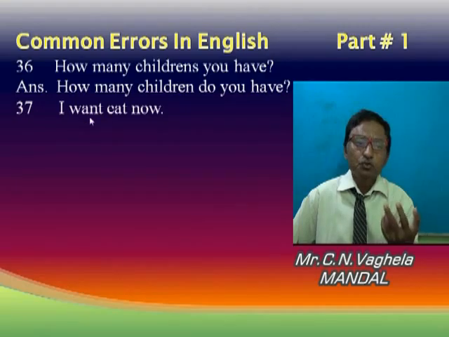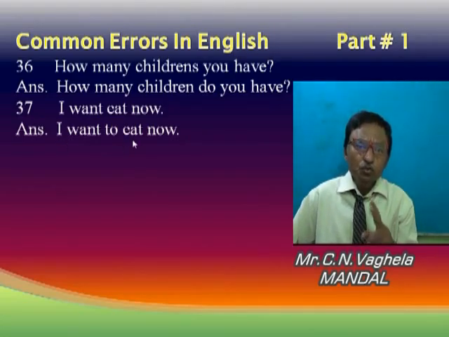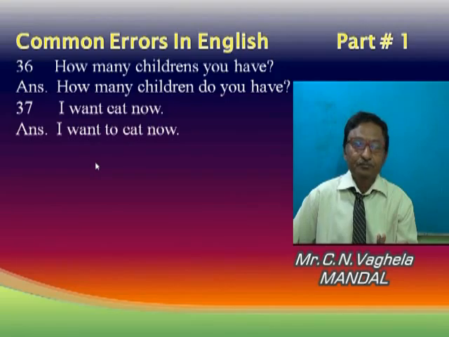We cannot use two verbs at the same time. We have to use one verb and another infinitive. I want to eat now. To eat, that is infinitive. I is subject, want is a verb, and to eat, that is infinitive. We cannot use two verbs at the same time, want and eat, that is wrong. I want to eat now.